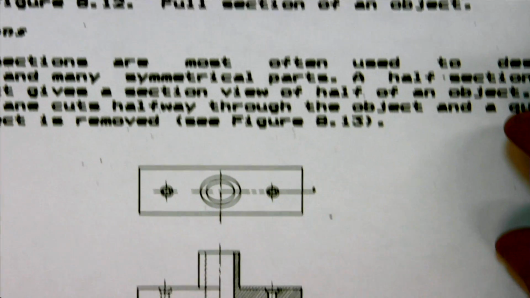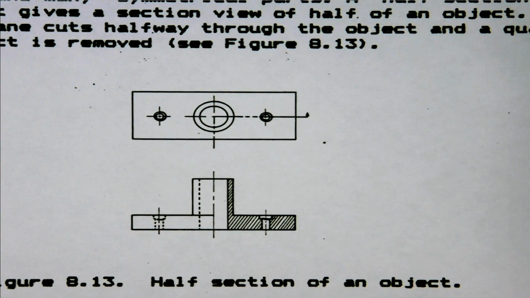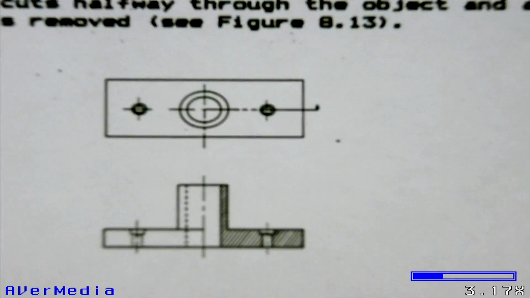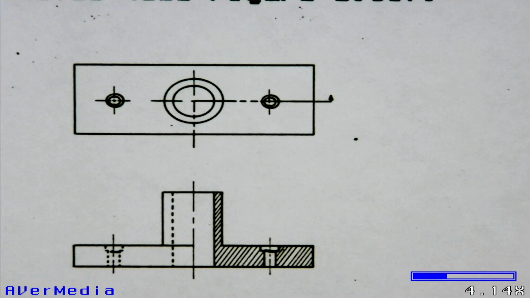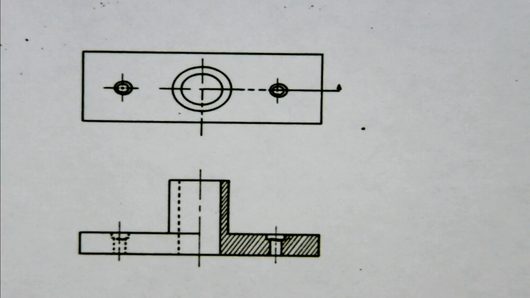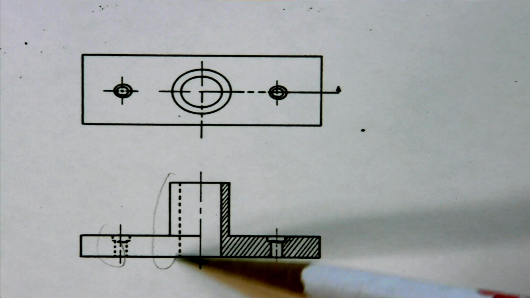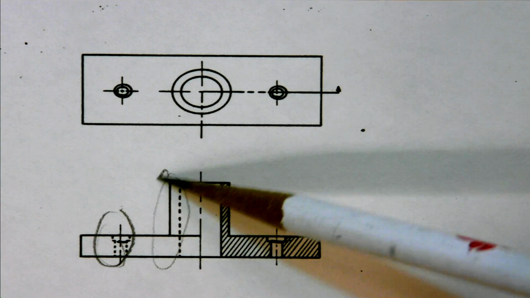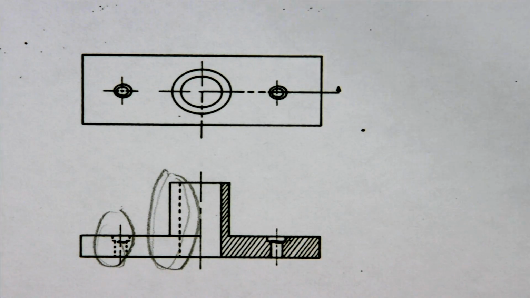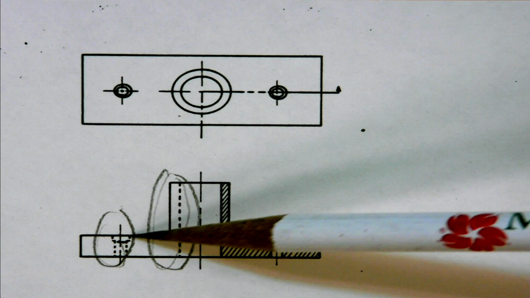A half section. A half section is shown in Figure 8.13. In Figure 8.13, there's a mistake on this particular figure. There should not be any dashed lines. You should only show the exterior view of the object.